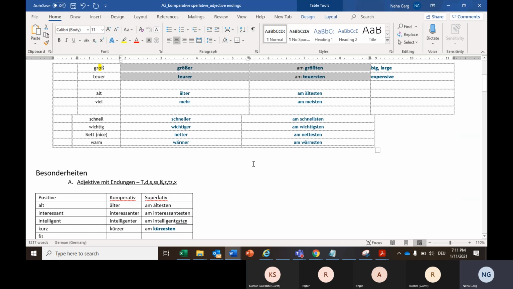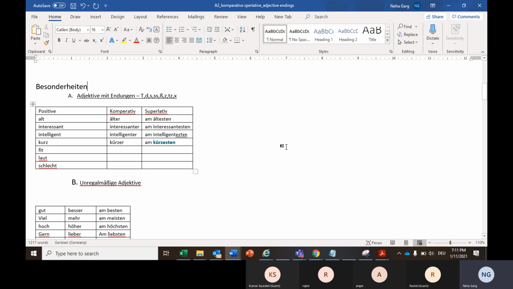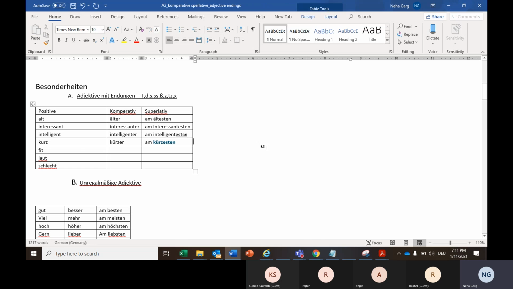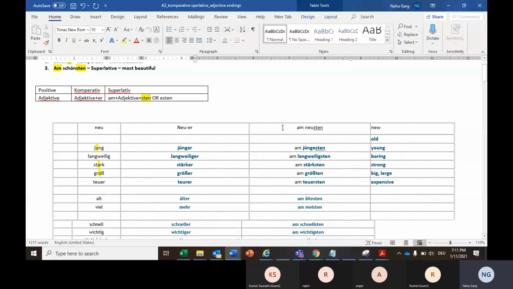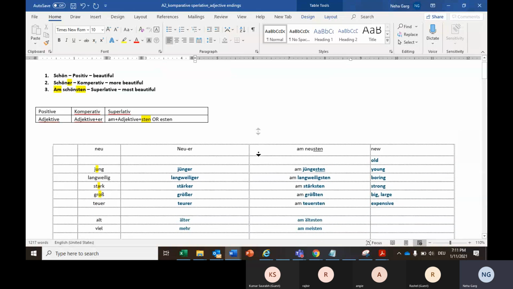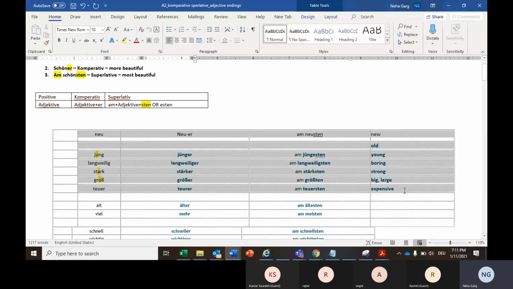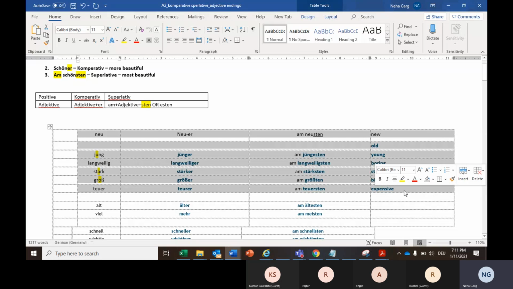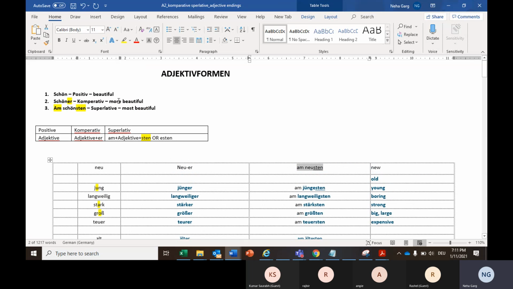Now there are some exceptions also, like here, Besonderheiten, like exceptions or special cases. We'll discuss them. But before that, what I want you guys to do is to make three sentences where you can pick any adjective from this list which Angie just read. Pick any adjective and write three sentences, one for positive, one for comparative, and one for superlative. I'll give you one example, like I'm taking the word schön.